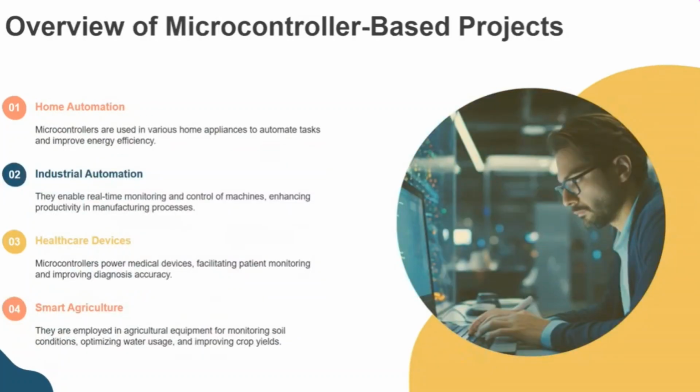Home application, industrial automation, healthcare devices, smart agriculture. Microcontrollers are used in various home applications to automate tasks and improve energy efficiency. In industrial automation, they enable real-time monitoring and control of machines. In healthcare devices, microcontrollers power medical devices, facilitating patient monitoring and improving diagnostic accuracy. In smart agriculture, they are employed in agriculture equipment for monitoring soil conditions and optimizing water usage.